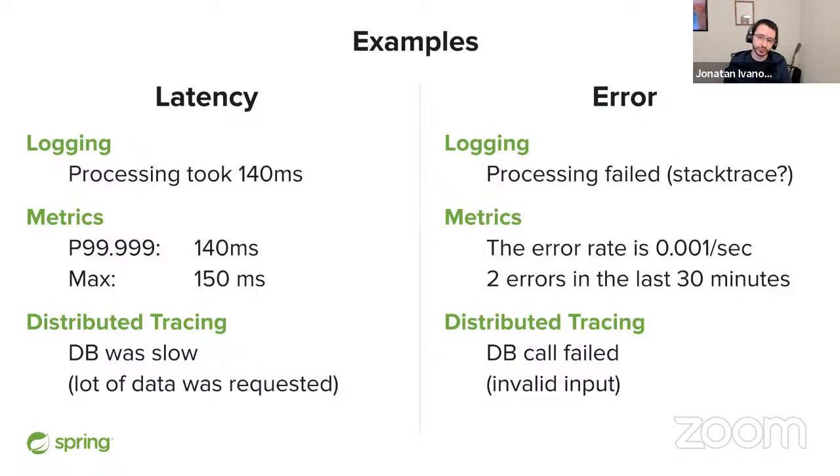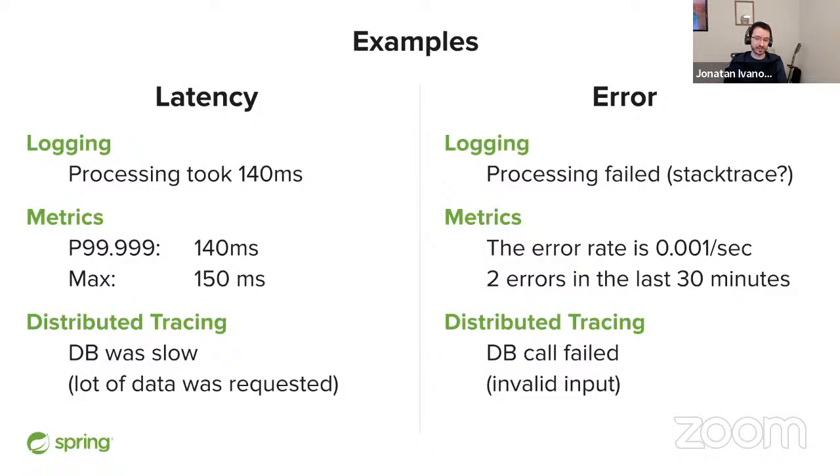And if we move to the error scenario, in this example logging, for example, can say that the processing has failed, and here is a stack trace. Good luck with that. It can tell you more or less information about what really happened and maybe also why. But one thing that you will not know is what the blast radius is. Is everything down right now in production, or was it just a one-off? But metrics can answer that question. It can tell you that, in this example, the error rate is 0.001 errors per second, and there were only 2 errors in the last 30 minutes.